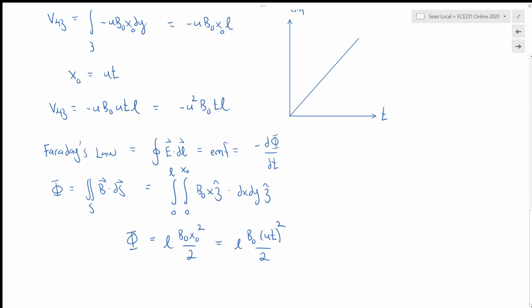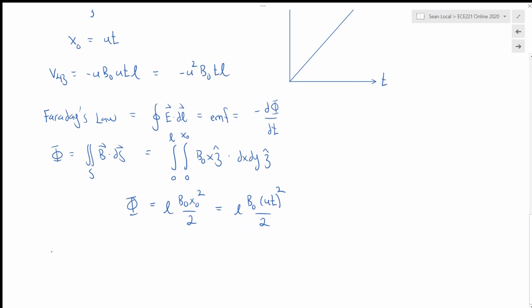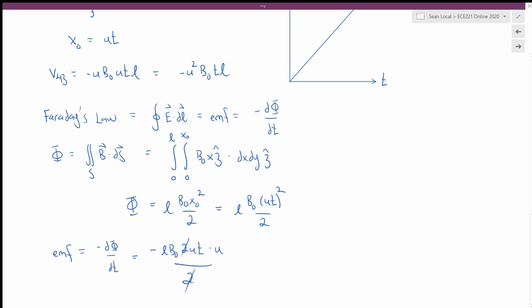Then, if we return to Faraday's law, which is written up above, our EMF should be the negative time derivative of this function. So we need to take phi, take its derivative, and take the negative of that result. It's fairly easy to take the time derivative of the function above. We have a quadratic function of time, and it's going to turn back into a linear function of time. So we're going to get L B naught 2 times u times t, and use the chain rule here to take care of the integral. And then we have this factor of 2 in the bottom, so these factors of 2 cancel out. And you see that we get the exact same result as the result from the motional EMF.